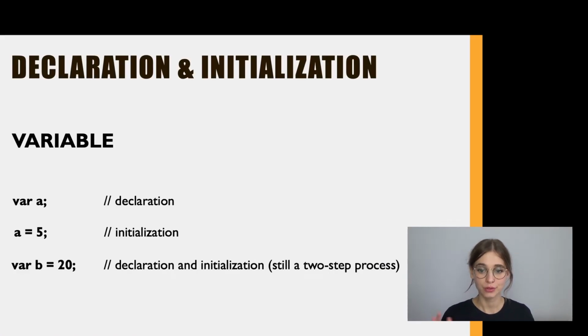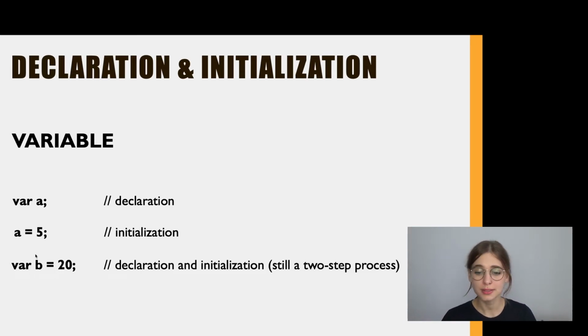So the first step is declaration. The second step is initialization. In line 1, I've created a variable a. I didn't give it any value, but on the next line, I already know that a exists, and I want to specify that I want a to have a value of 5. So that's the declaration, and then I initialized it with a value of 5.